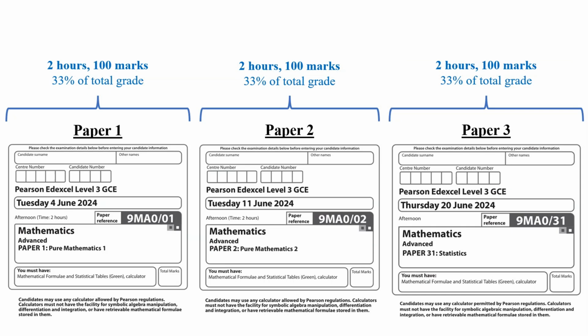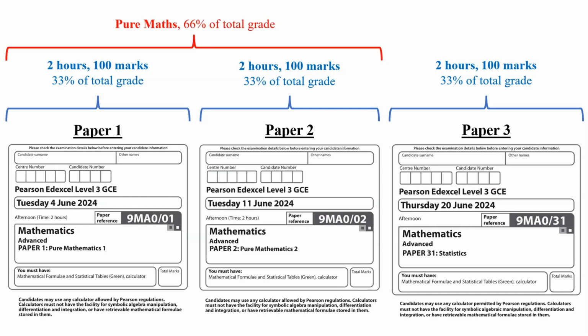So that means that each paper is worth 33% or 1/3 of your total mark. Each paper has an equal weighting for your final grade. They're all as important as each other. And for every paper you're allowed a calculator. There are no non-calculator papers at A-Level, okay?